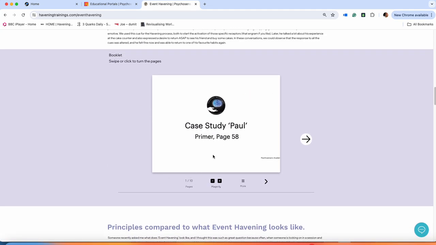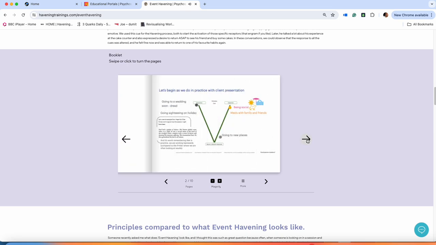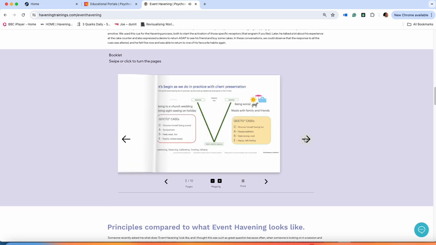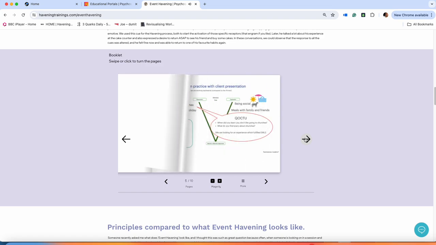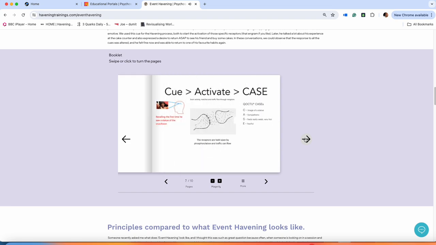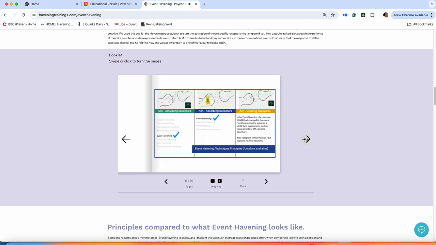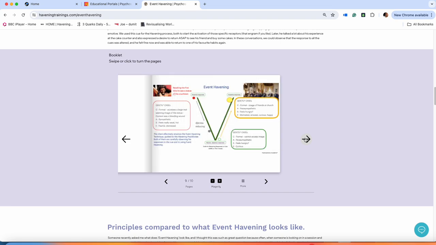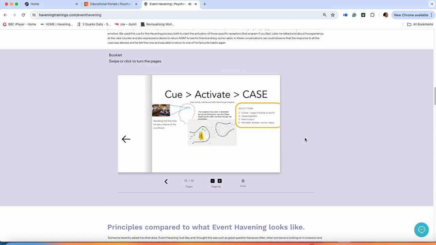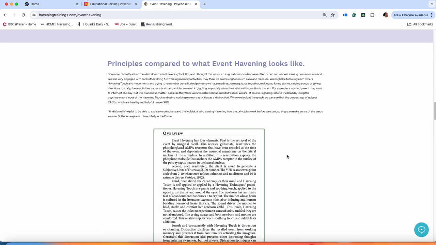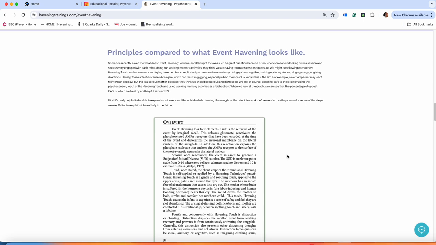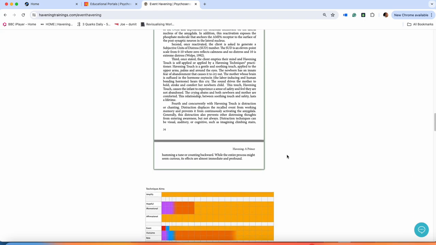And then this is a case study from the primer. I'm just showing it all as if we were working with it. So I'm kind of going in, chunking down, showing you the detail of it, if you like. Ron's very good at writing things very simply, but sometimes it can be really helpful to look at all the tiny details within that. What's that like? And then looking at the idea of the principles compared to what event Havening looks like.